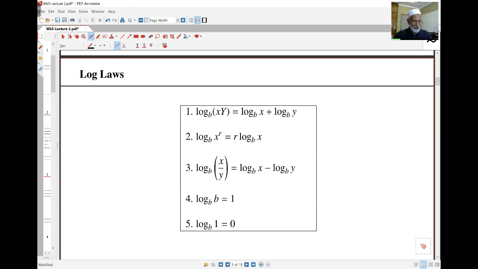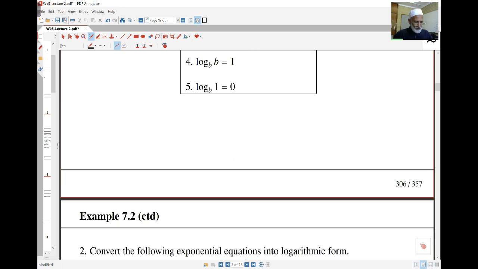Log laws are similar to indices laws. The first is, if I've got a log of x times y, that should be lowercase y, that's the same as log of x plus log of y. Log of x to the power r is r times log of x. Log of x over y becomes log of x minus log of y. Log of b to the base b is equal to 1, and log of 1 to the base b is 0. For these you'll find proofs at the end of the slides and you can have a look at them yourself. So let's see how these work.